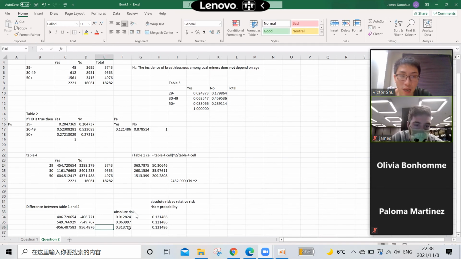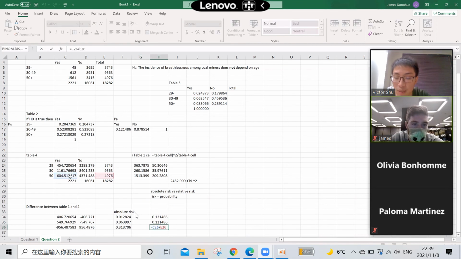That means if you are a coal miner and you are over 50 years old, then there is a 30% chance that you have breathlessness, right? That is actually a very high probability. But if you're under 29 years old, that chance is reduced from 30% to 1.2%, which is actually very low.